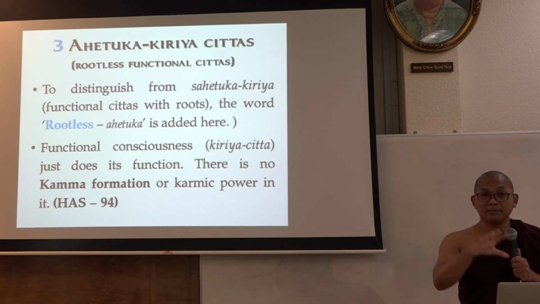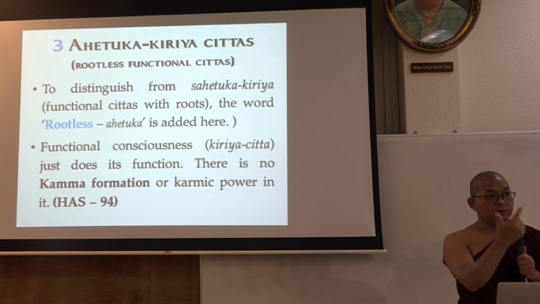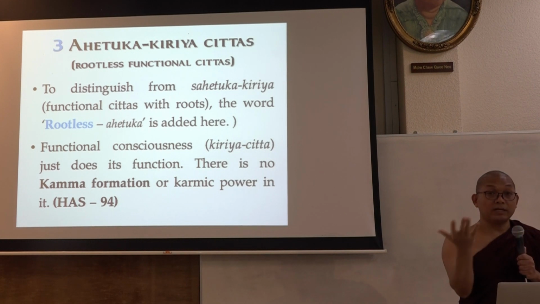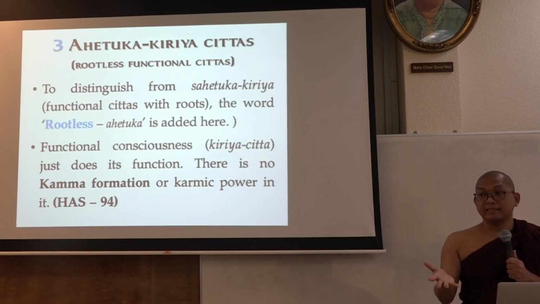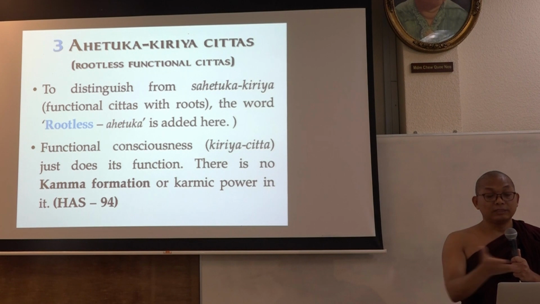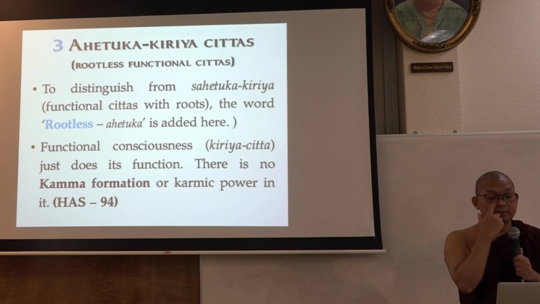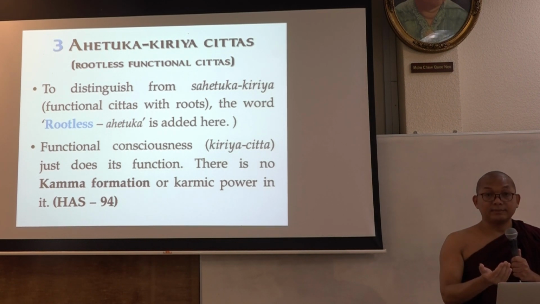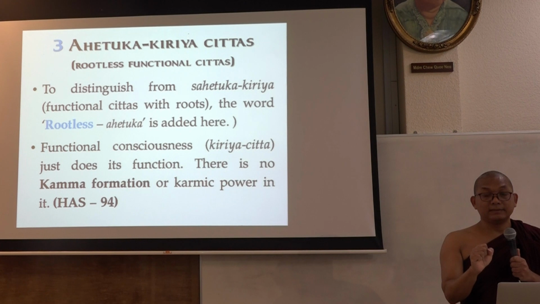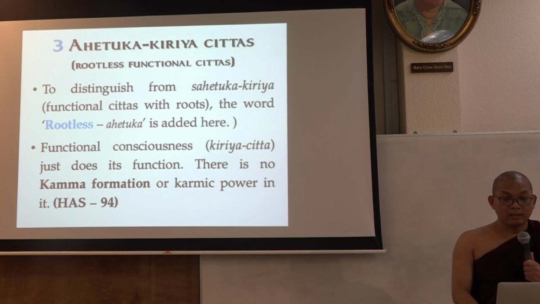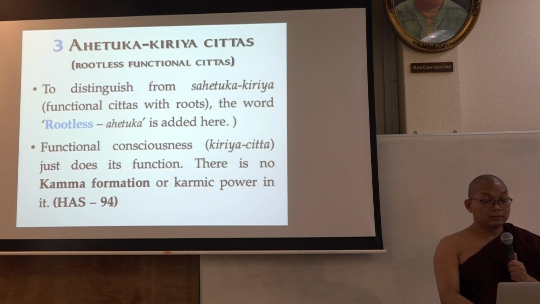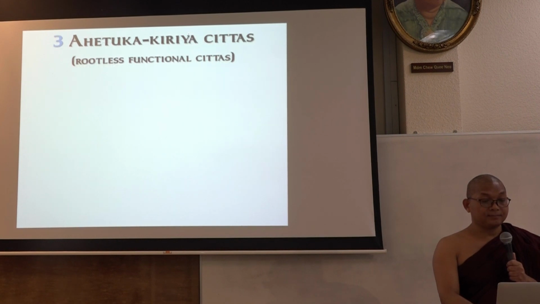So at that particular moment, no lobha, no dosa, no moha. No alobha, adosa, amoha yet. No root, right? So therefore we call it ahetuka. They just do their function. At that particular moment, no root yet. We call it ahetuka. So when you look at the types, you will understand it.